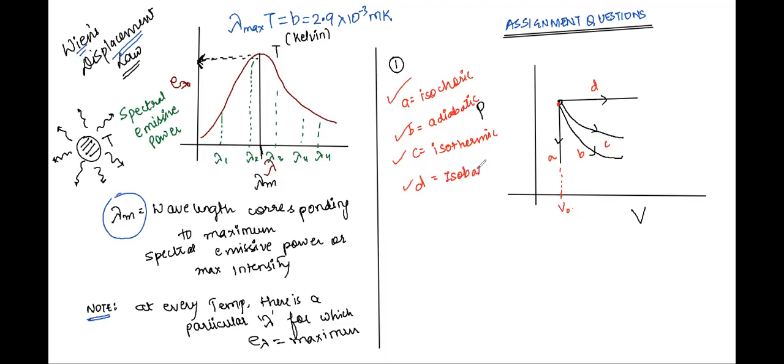Why is it isobaric? Because pressure is constant. It is very clear that it is a horizontal line, and on any horizontal line in an xy plane, the value of y is constant. So here pressure is constant. Absolutely correct, Karuna.